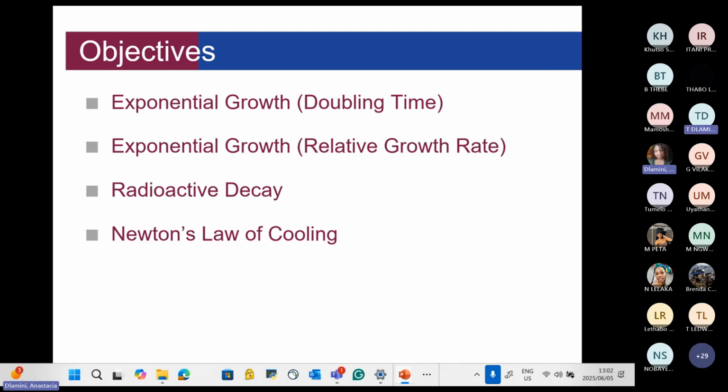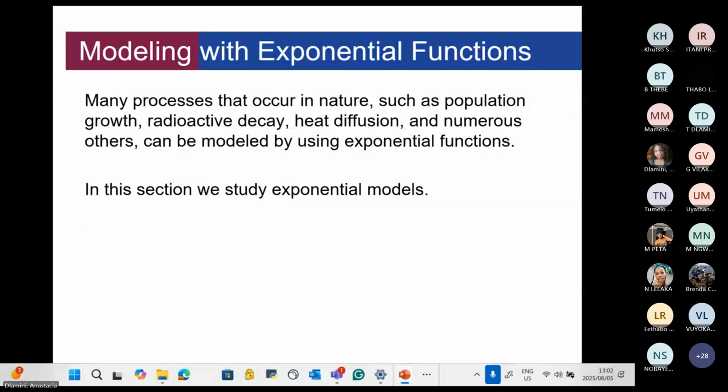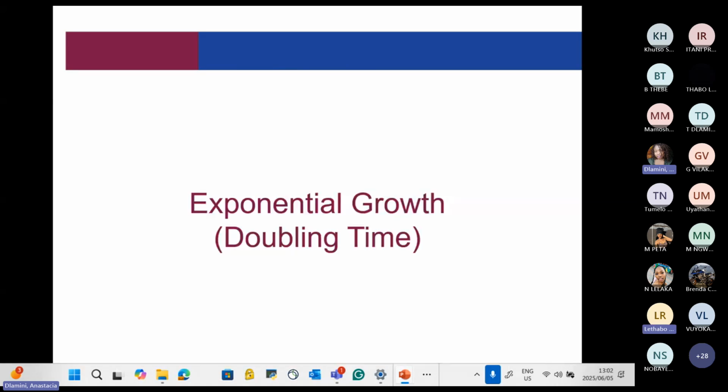Exponential growth means there are two of them. There's one exponential growth, which is doubling, and there's one exponential growth, which is a relative growth rate. And then we have radioactive decay, and then we have Newton's law of cooling. Now they say many processes in nature, such as population growth, radioactive decay, heat diffusion, and numerous others can be modeled using exponential functions. In this section, we study the exponential models. So let's look at an exponential growth.